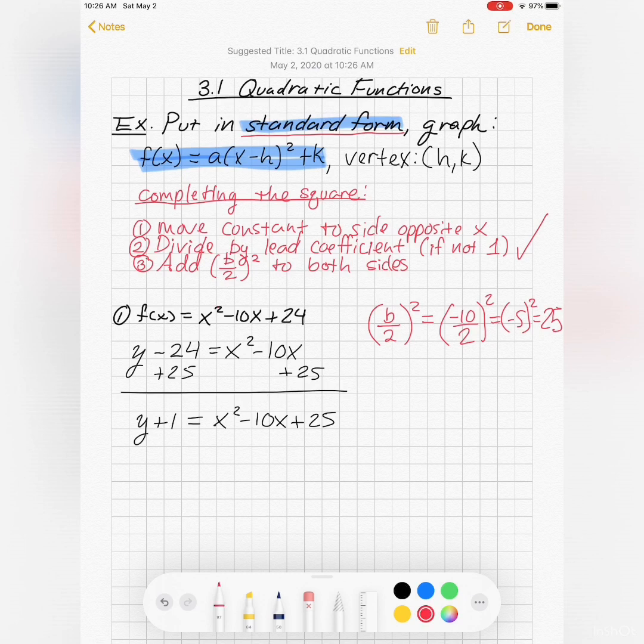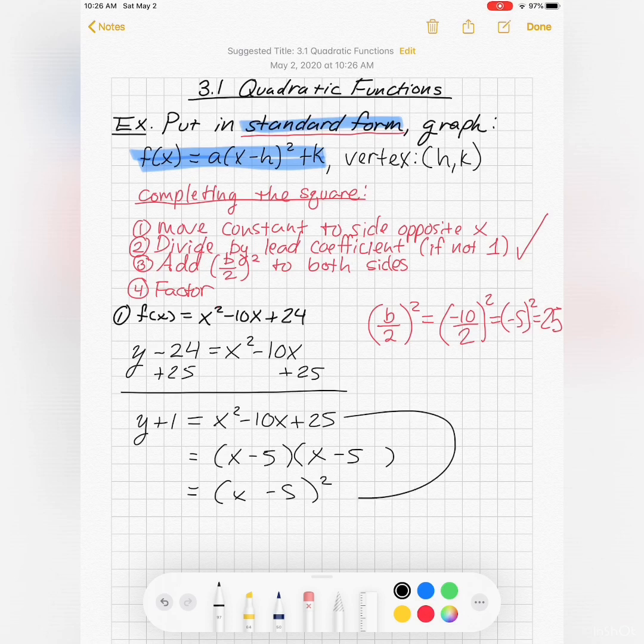Now the reason we do that is because once we've done that, this expression, this trinomial right here, always factors as a perfect square, which, remember, is what I'm looking for back up here to get my standard form. So now I factor this expression on the right. So look, I can say what adds to -10 and multiplies to +25. That would be -5 and -5, right? So that would be x minus 5 squared.